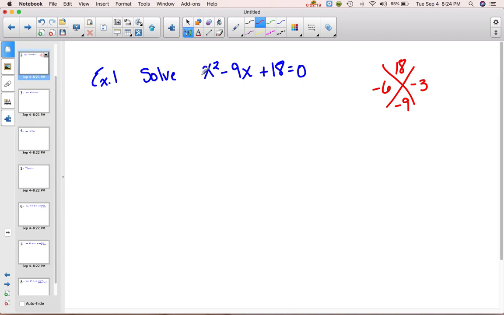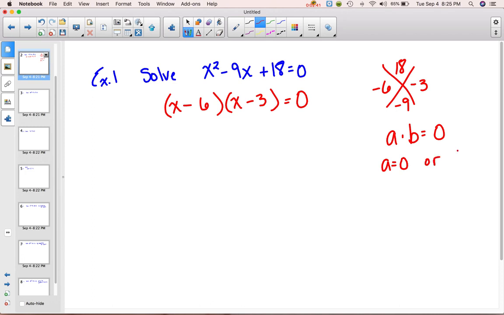Now, since it's just an x squared, then we know the way to get x squared is x times x. So I didn't need to use a box on this. So we're going to have x minus 6 times x minus 3. Now remember, we had something called the zero product property. If you remember, if a times b equals 0, then either a equals 0 or b equals 0. So we come over here and say x minus 6 equals 0 or x minus 3 equals 0. So we get x equals 6 and x equals 3.